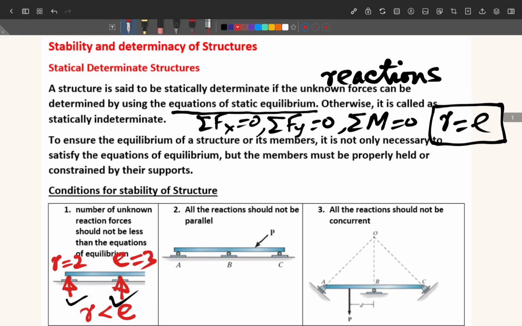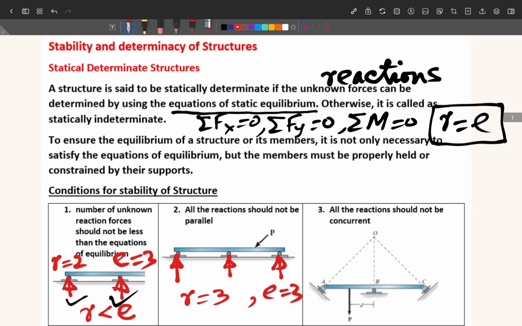Now, second case: all the reactions should not be parallel. As I just gave you the example, here roller, here roller, roller. So we have 3 roller supports. Every roller support will give 1 reaction. So total reactions are 3. R is equal to 3. How many equations? E equal to 3. Just by looking at the number of reactions and number of equations, somebody will say, oh yes, R is equal to E, so this should be determinate. But you find that this structure is unstable. If there is some slight horizontal force on this structure, the structure will not be able to support the load. So we cannot consider this as a stable structure.